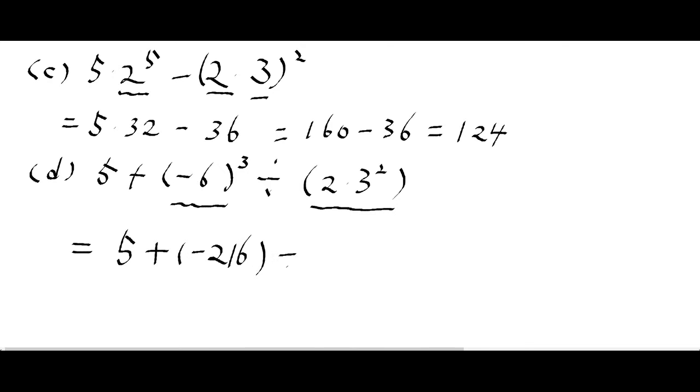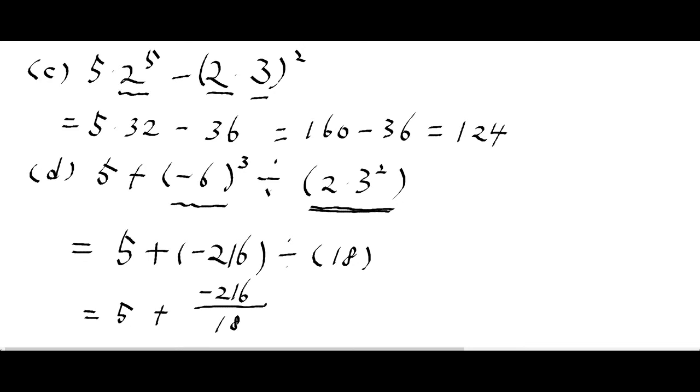And then you're going to divide it by this one. I don't want to multiply this one out, even though you can first do this one. That's 18. This means 5 plus negative 216 divided by 18, right? 216 must be divisible by 18, because 216 is 6 cubed.